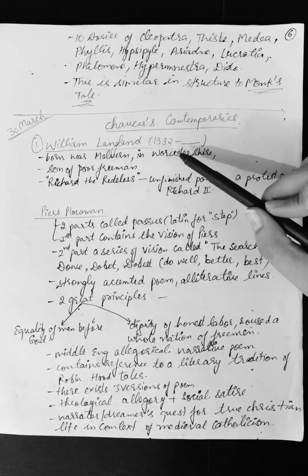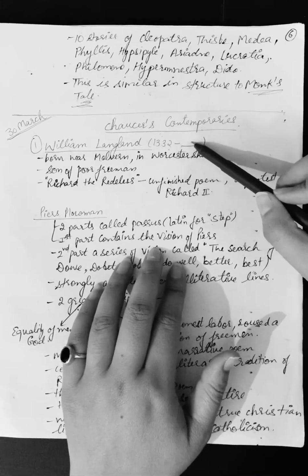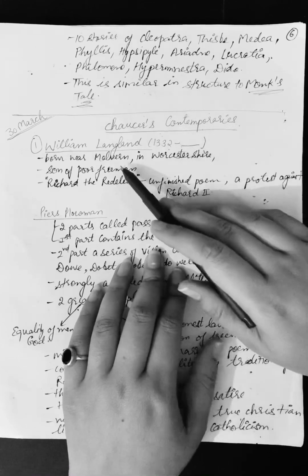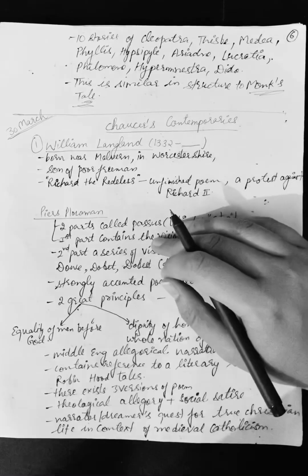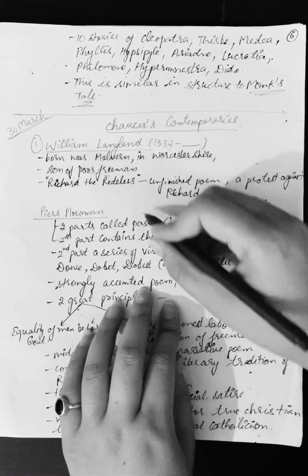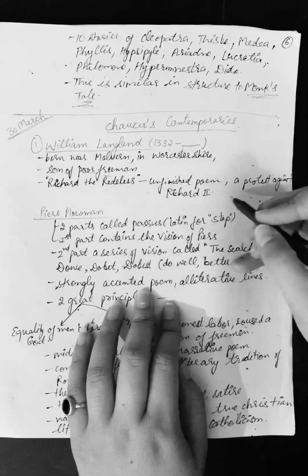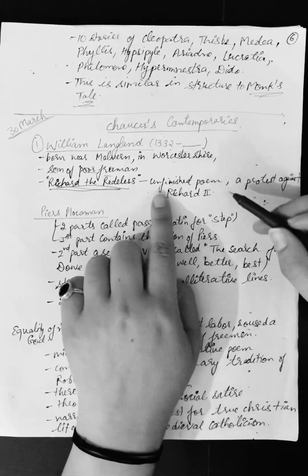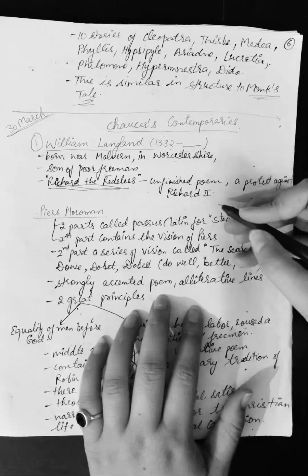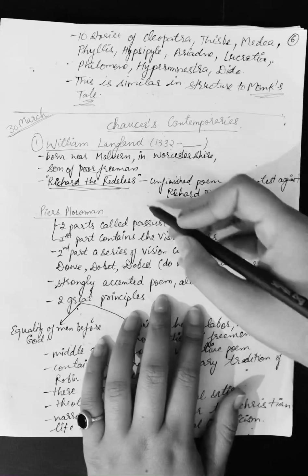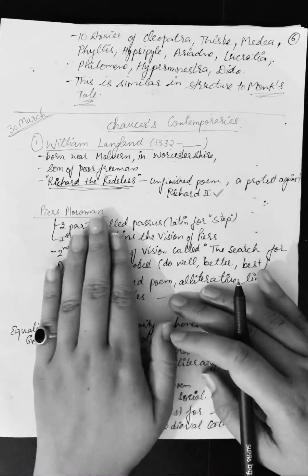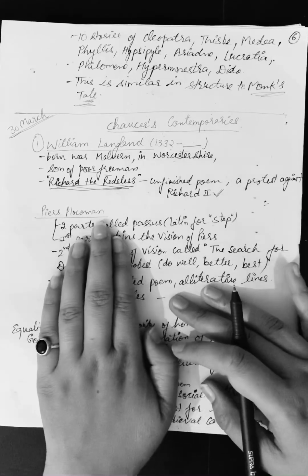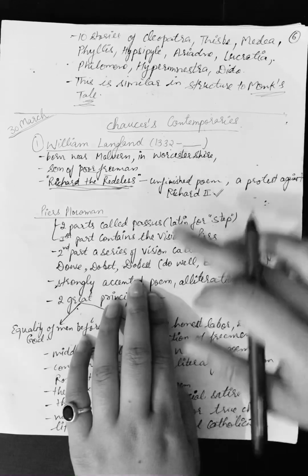First is William Langland, from 1332. His life is unknown. Born in Malvern, Warwickshire, he was the son of a poor freeman. Richard the Redeless is an unfinished poem written by William Langland, a protest against Richard II. Just remember the title of this poem. The major work is Piers the Ploughman by William Langland.